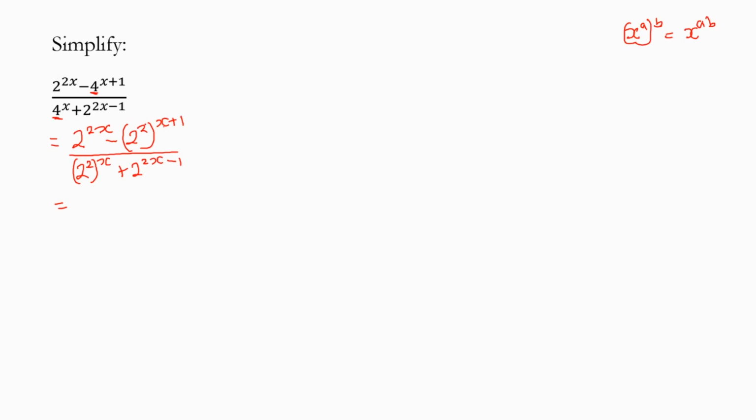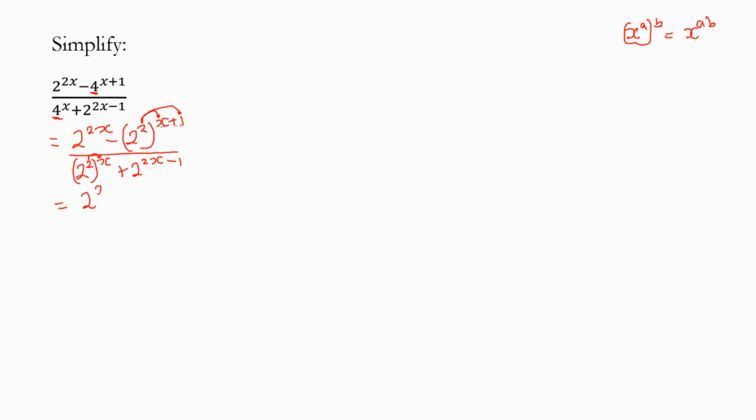When you're distributing, you're multiplying 2 with x plus 1. So you're saying 2 times x, you're distributing the 2, 2 times 1. Be careful with that. This is where we get a common mistake. People just say 2 times x, and then they have 2x plus 1 instead of 2x plus 2. Okay, take note of that.